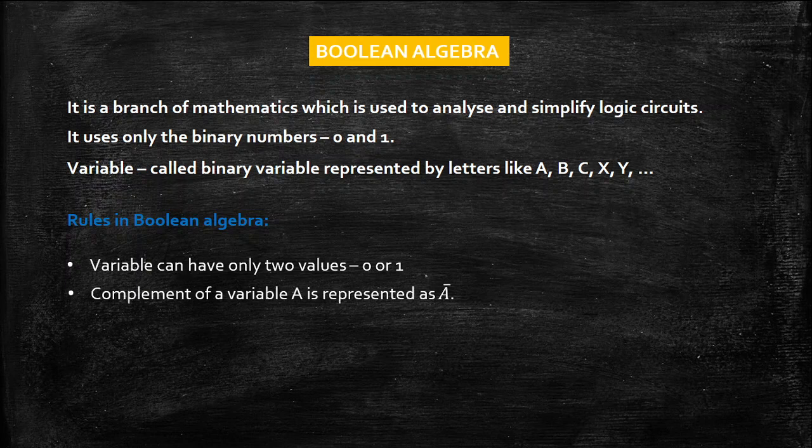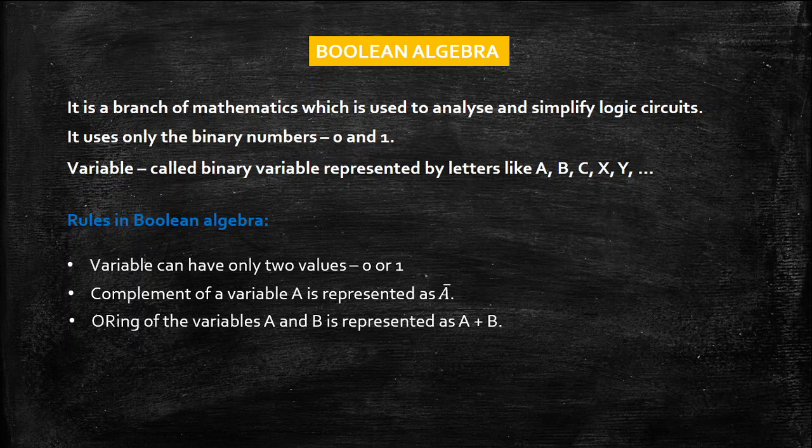The complement of a variable A is represented by A complement. This is the notation we use to represent the output of a NOT gate, which we call negation or complement. ORing of the variables A and B is represented as A plus B, where plus does not mean mathematical addition; it is a logical addition, and logical addition is represented by the logic OR operation.